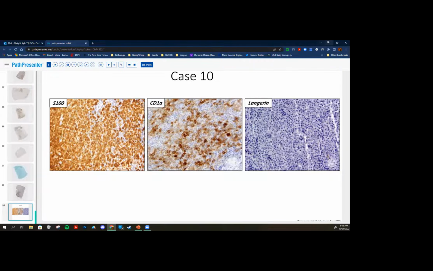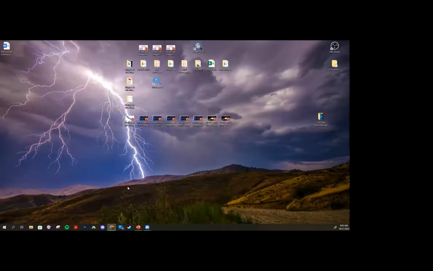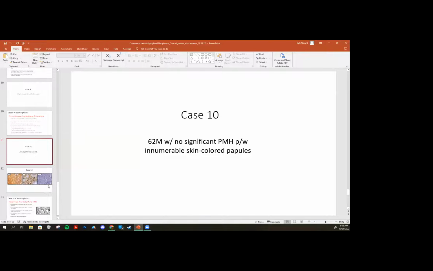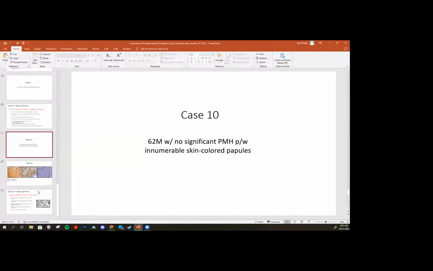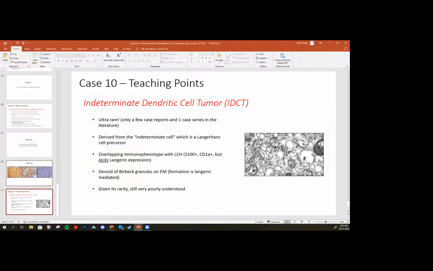So this immunophenotypic pattern, all the immunos that I gave you, non-specific, except for those last 3, essentially. And that's kind of the point, is that you really need to do these specific stains, otherwise you'll never get here. And actually you need to be thinking about it, otherwise you'll never get here too. So this is actually an example of an indeterminate dendritic cell tumor, or IDCT.